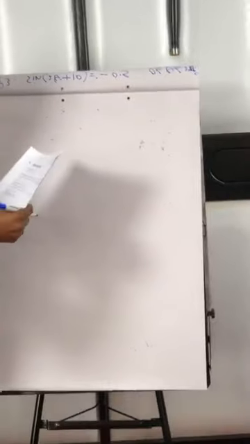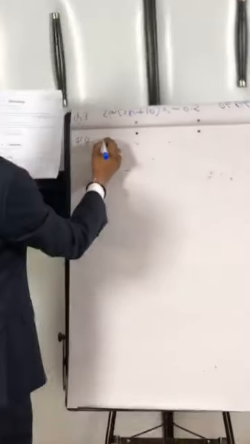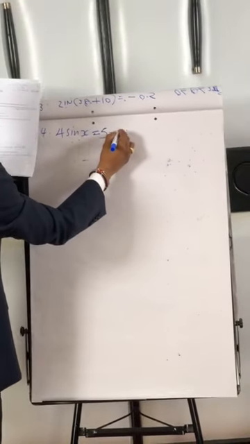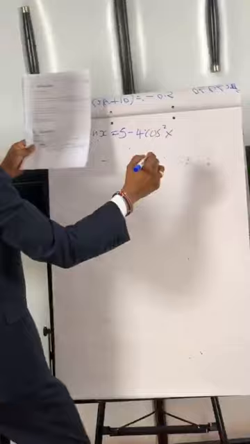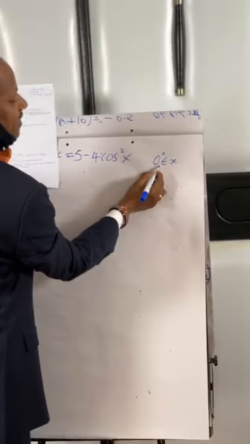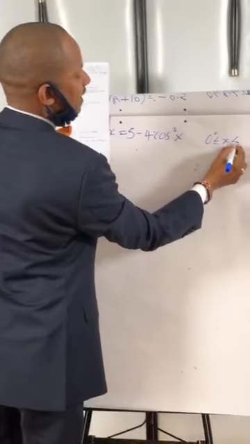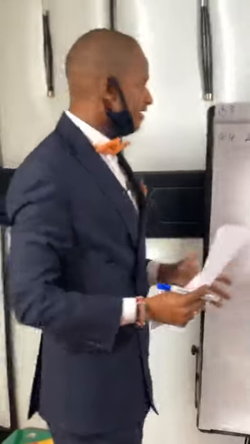We proceed to our next question, still on trigonometry. Question number 4. We are told to solve the equation 4 sine x equals 5 minus 4 cos squared x, for angles between 0 degrees less than or equal to x, and x less than or equal to 360 degrees. When you meet such a question, first of all, you smile, because it's an easy solve.